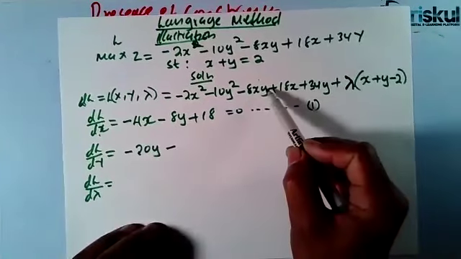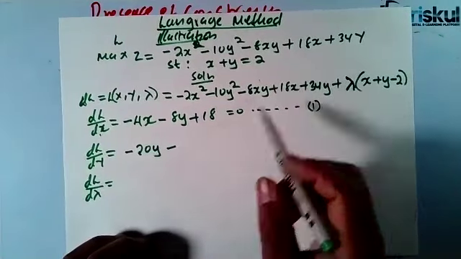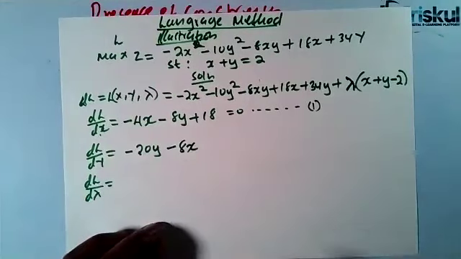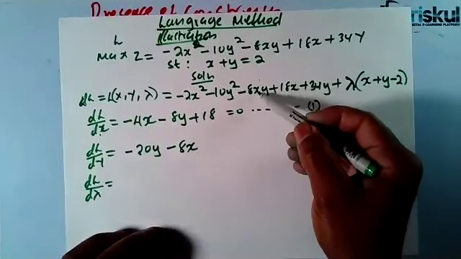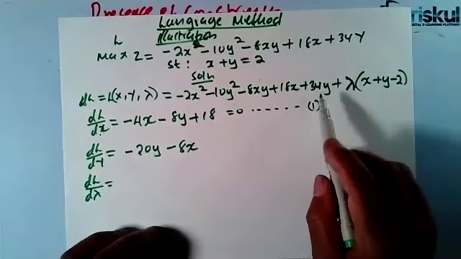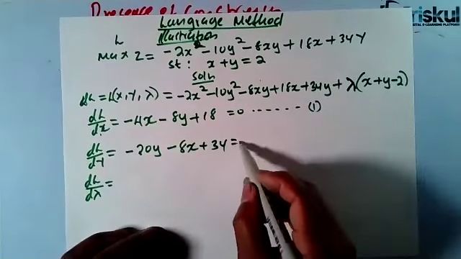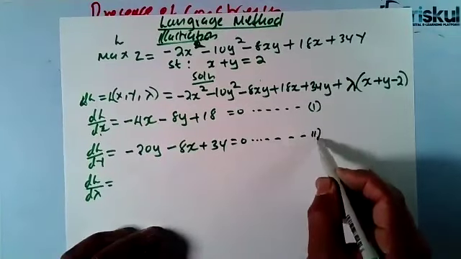Minus, we have another y here. So it will be 8x. If you substitute in respect of y, you remain with 8x. Then we have 34y plus 34 is equals to 0. You can call it equation number 2.